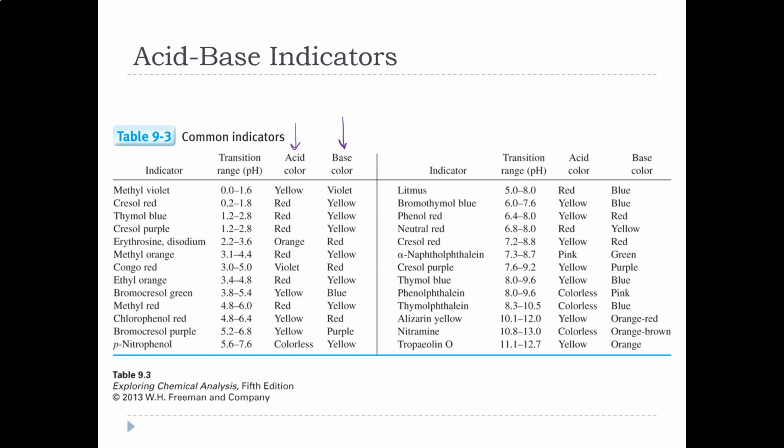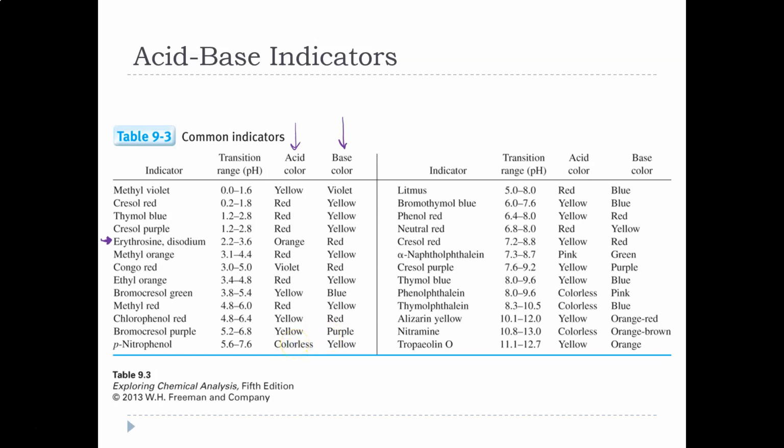So the best ones of these are obviously indicators where the color differences are easier to see. These red to yellow, or even the orange to red, like this one, those are, I think, very difficult. It's hard to make that determination of when it's yellow, when it's red, when it's orange. So the colorless to something are ideal.